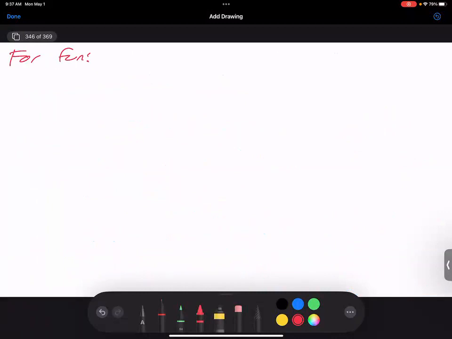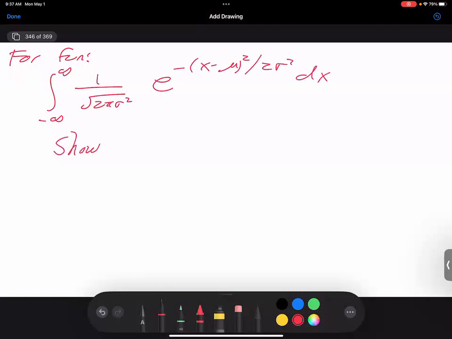for fun, integrate from minus infinity to infinity 1 over square root of 2 pi sigma squared e to the negative x minus mu squared over 2 sigma squared dx. Show this equals 1. You can do this by just changing variables. And so it's just good practice to make sure that you can do the change of variables. This is mathematics at its best. You reduce as many problems as you can to something simpler. If we can handle the case of the Gaussian with the mean 0 and standard deviation 1, we can then handle the general case of mean mu and standard deviation sigma.